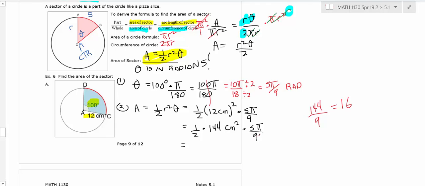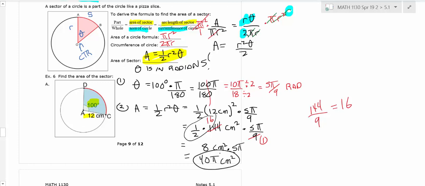So if 9 goes into 9 once, 9 goes into 144 16 times, and then what you have is 16 over 2, that's just 8. Okay, and then I've got 8, and then I still got the square centimeters times 5 pi, so that would actually give 40 pi square centimeters.